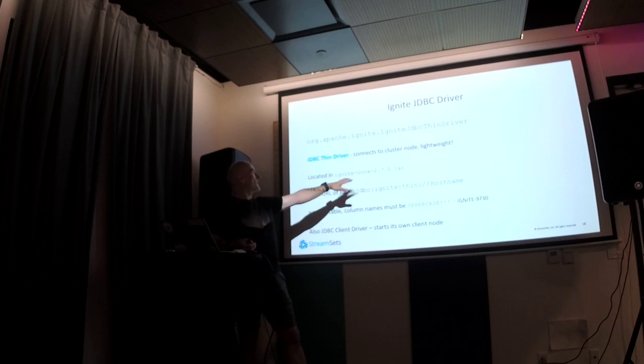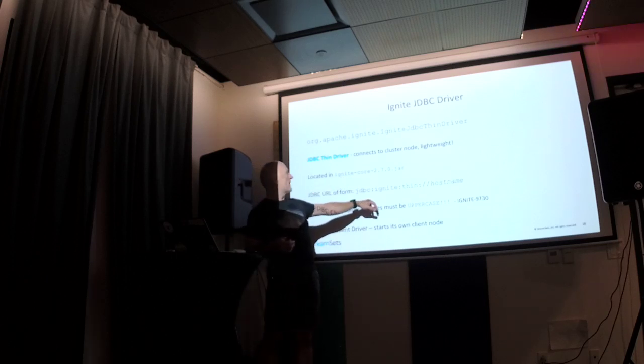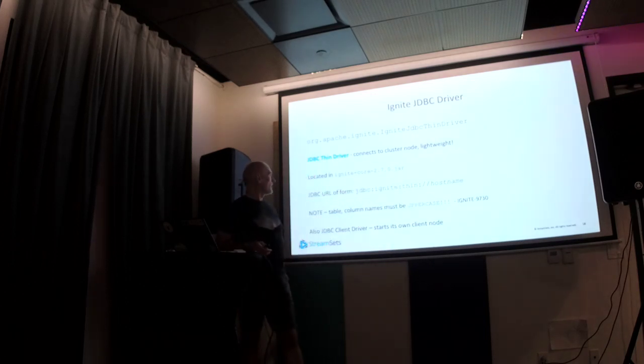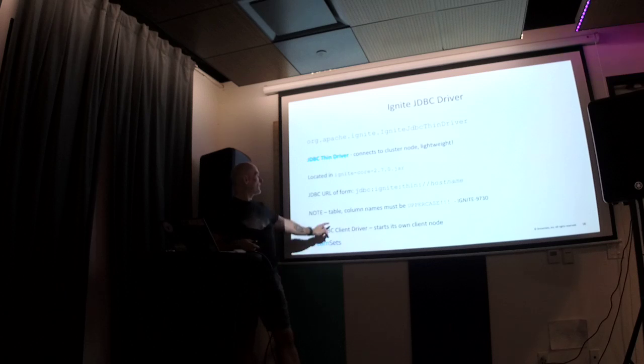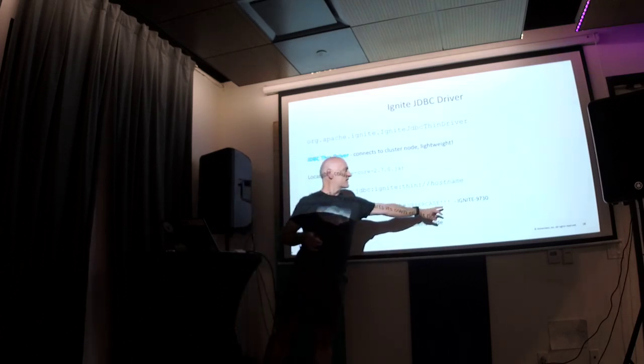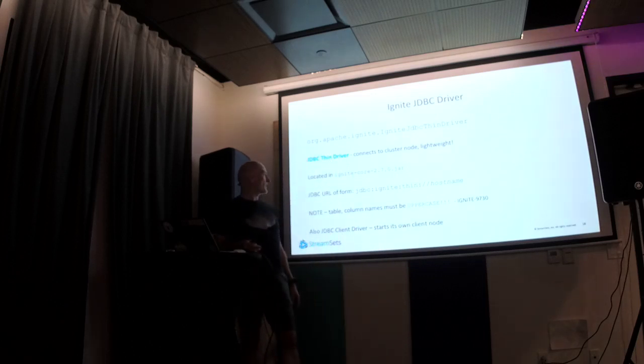So it comes in a jar as part of the Ignite distribution. The JDBC URL is jdbc:ignite:thin, and then hostname, port, etc. There's one wrinkle: when you're sending your queries through JDBC, everything must be uppercase, the table and column names. I actually filed a bug for this, IGNITE-9730.